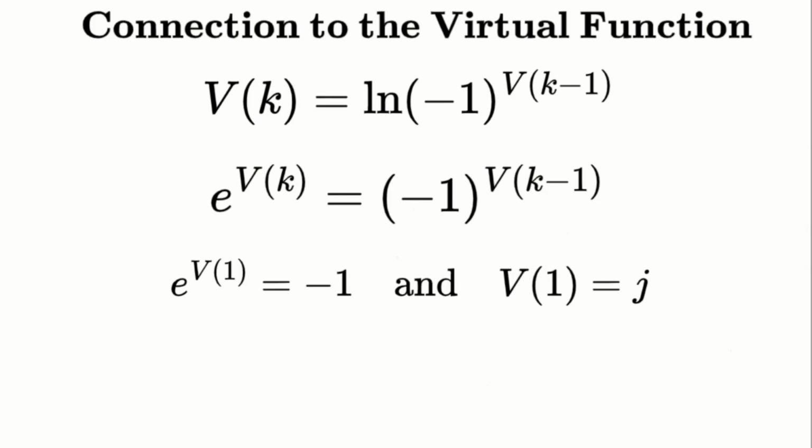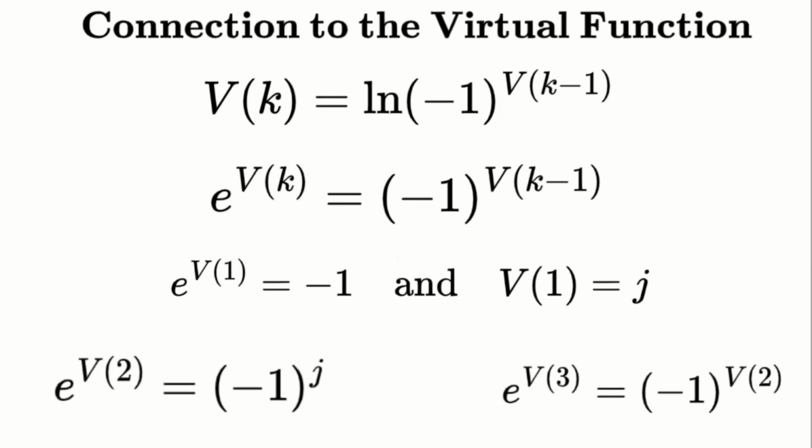Higher-order exponential expressions. Now let's analyze the behavior of exponentiation for higher values of k. For k equals 2, we already found that e raised to the power of v of 2 equals -1 raised to the power of j. For k equals 3, we extend this pattern. e raised to the power of v of 3 equals -1 raised to the power of v of 2.